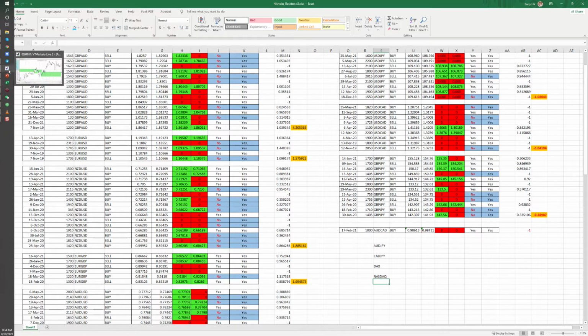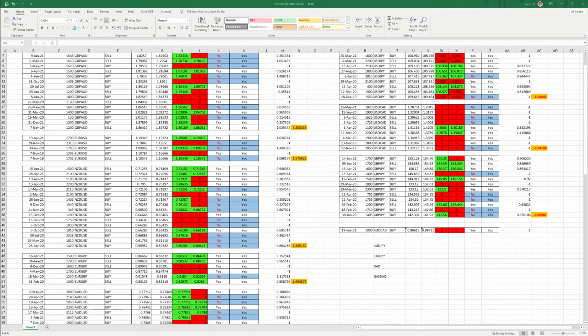On the VT market, the symbol for DAX is DAX 30, and Nasdaq is NAS 100.